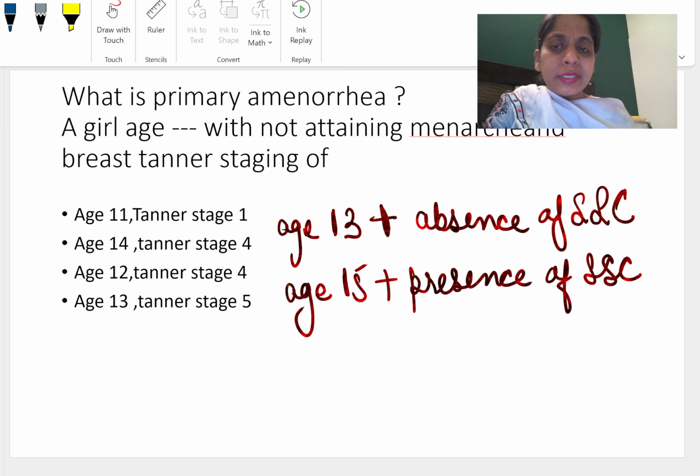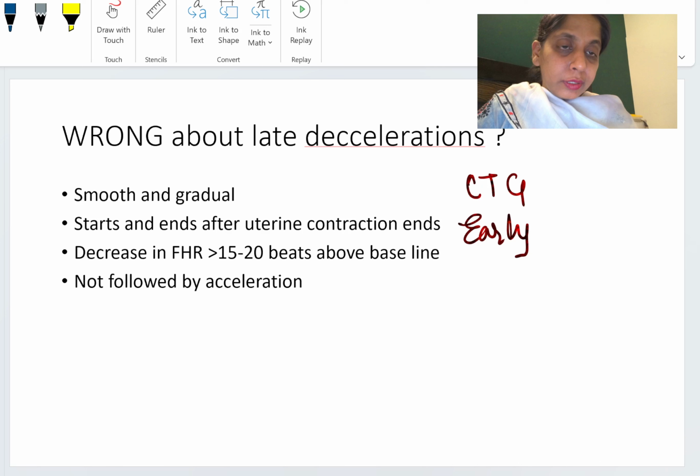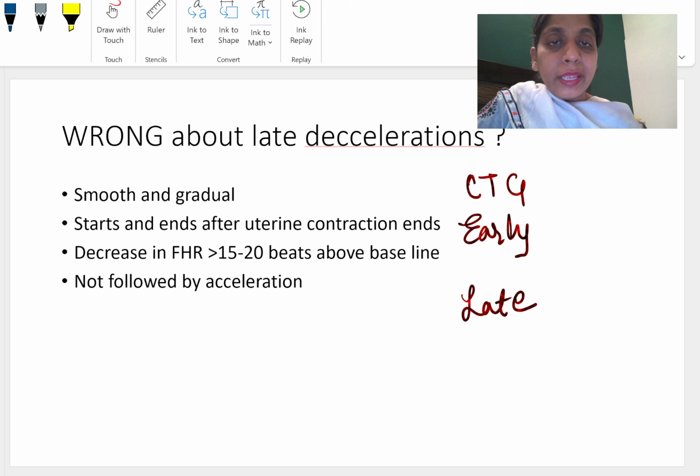Okay, now next is the question about deceleration, late deceleration. As you all know, CTG has 3 types of deceleration: early, late, and the one which is simultaneous with the contraction. So let us see what they have asked about late deceleration. This is a question which is exactly from Williams, and yes, it is a bit odd question. This type of question is not expected in NEET PG and FMG, but just listen here.